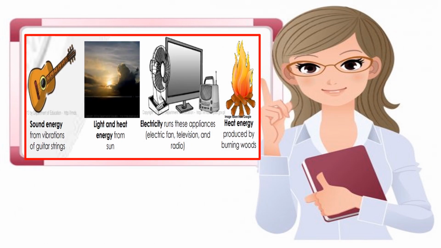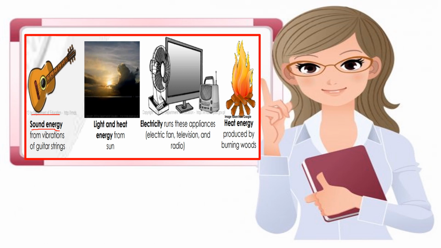So take a look at the illustration. We have here examples of objects that use different forms of energy. For example, a guitar, which uses sound energy from the vibrations of guitar strings.